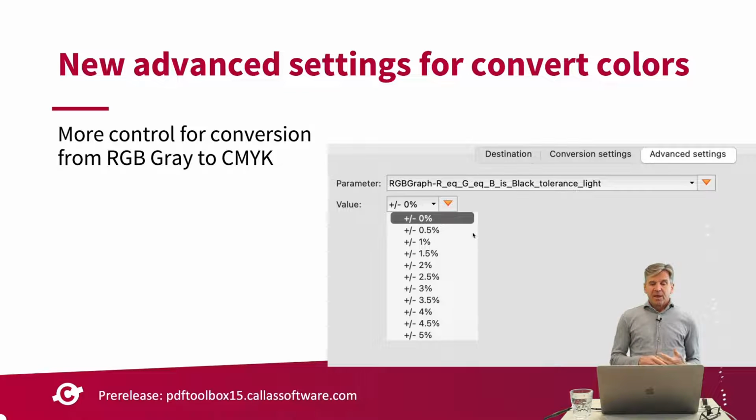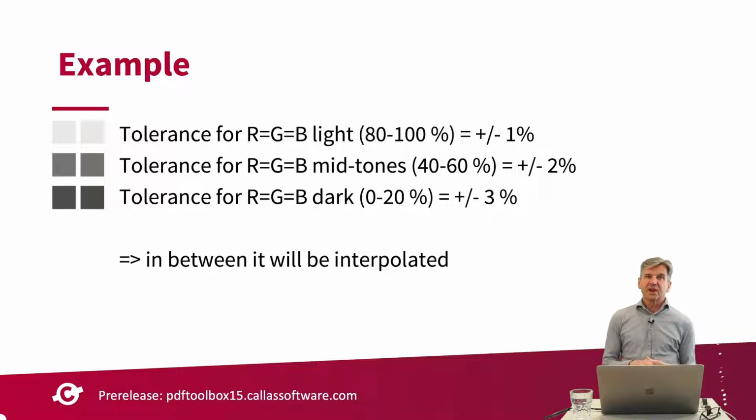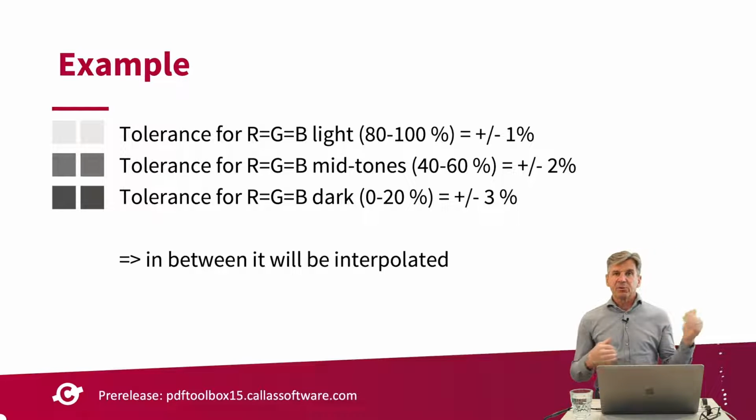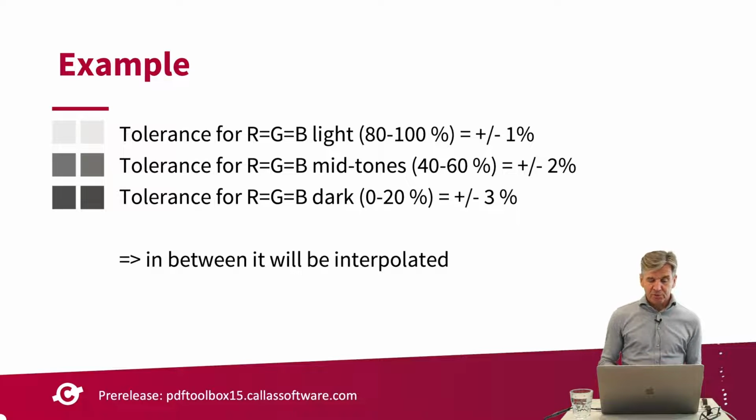Each of them allows you to specify the tolerance, and the tolerance can be specified in a range between 0% and 5% plus minus. So for instance, you could say, for RGB light, which is 80 to 100% RGB values, I want to use plus minus 1%. In the mid, I want to use plus minus 2%, and 3% in the dark area. You can also specify only one of them. Important to know is that in between it will be linearly interpolated. Okay?